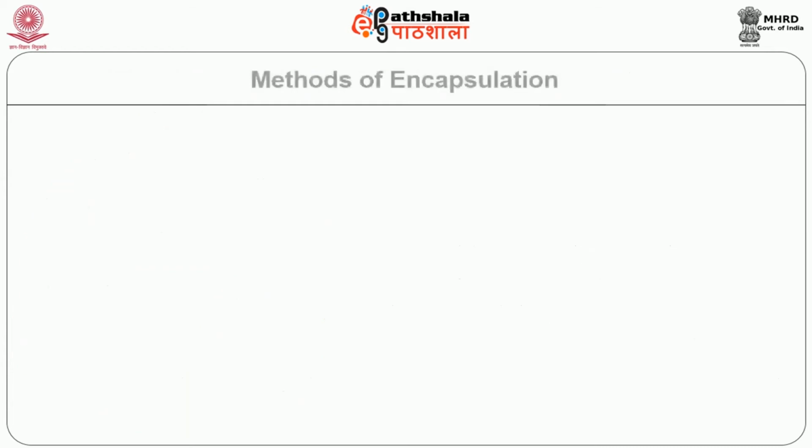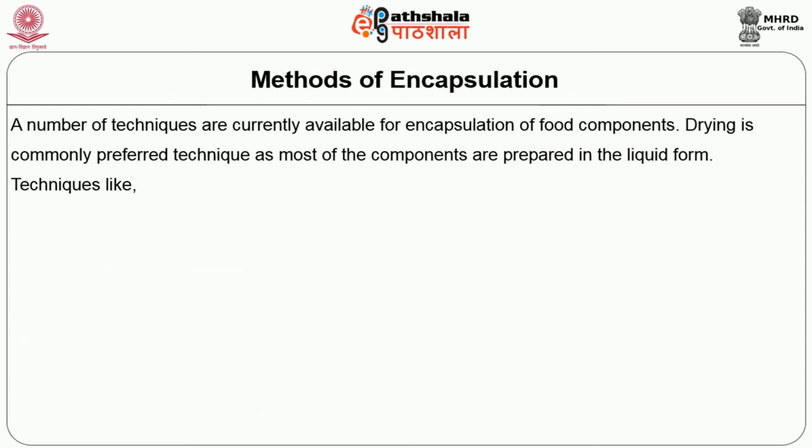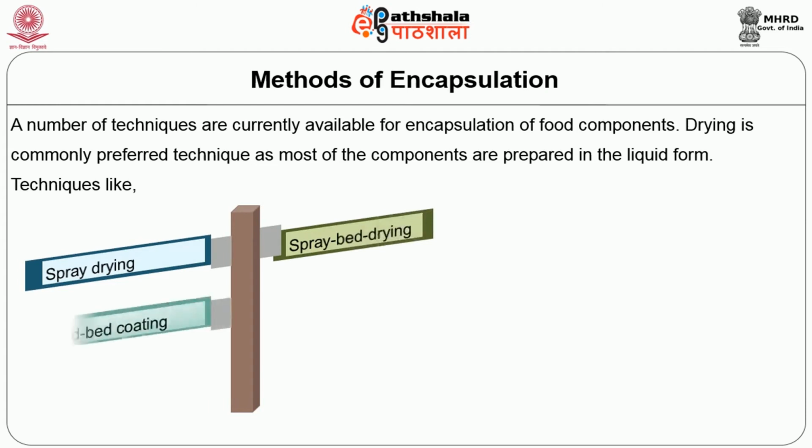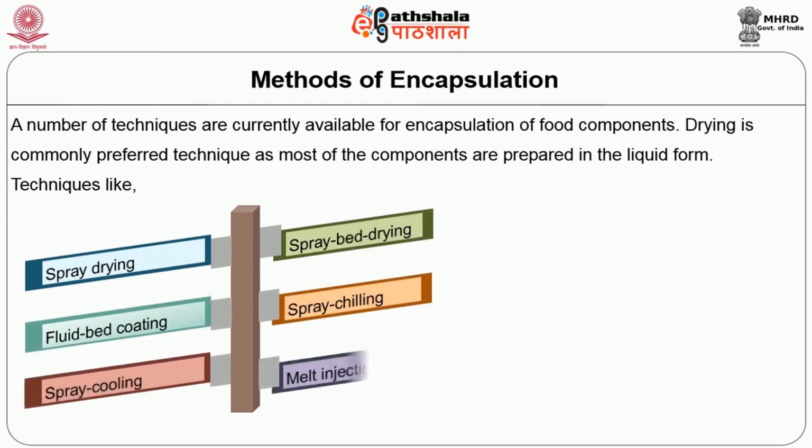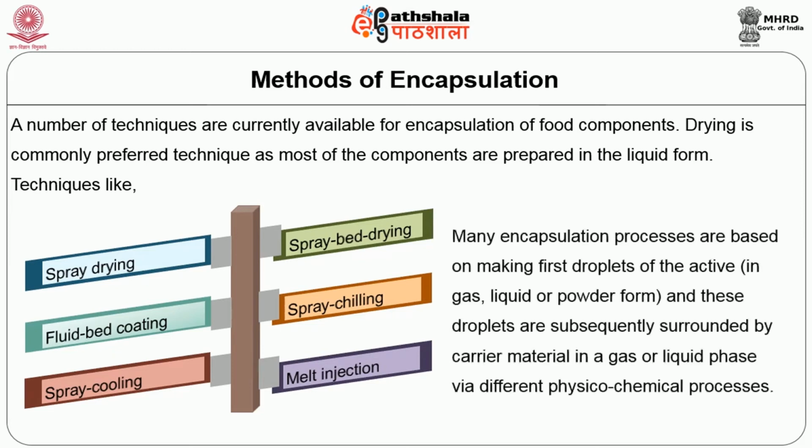Now, looking at the methods of encapsulation, there are a number of techniques which are currently available for encapsulation of food components. Drying is the commonly preferred technique as most of the components are prepared in the liquid form. Techniques like spray drying, spray bed drying, fluid bed coating, spray chilling, spray cooling or melt injection are used to encapsulate active agents. Many encapsulation processes are based on making first droplets of the active, and these droplets are in gas or liquid phase via different physicochemical processes.